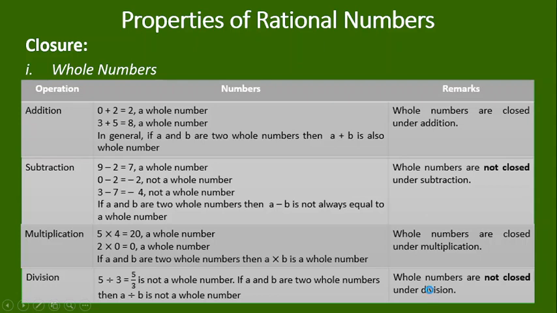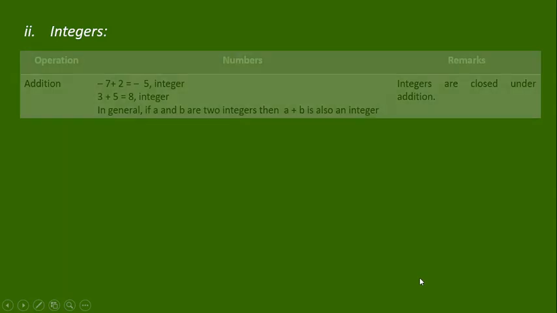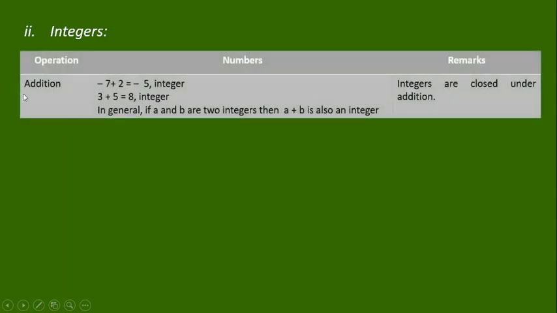Now let's consider integers. For integers also, we will see the operations addition, subtraction, multiplication and division. So first let's consider addition. Again here we are considering two integers, minus 7 and 2. So minus 7 plus 2 is equal to minus 5. What is it? It's a negative integer.